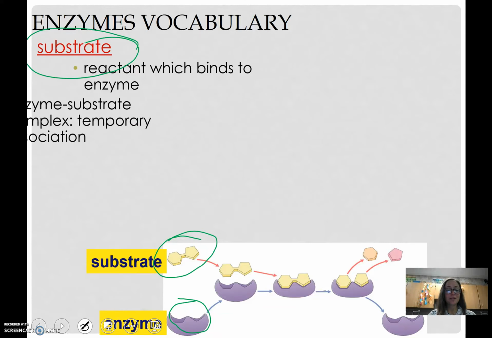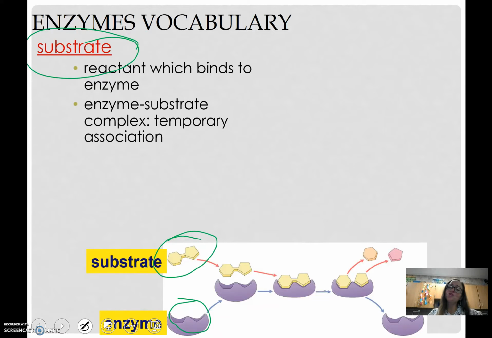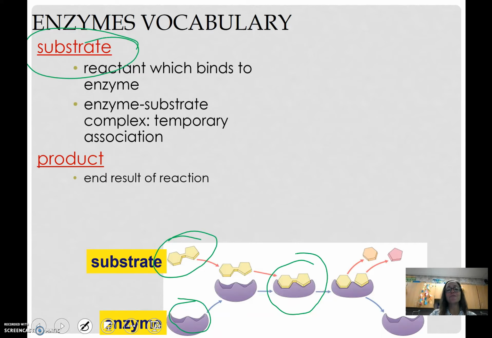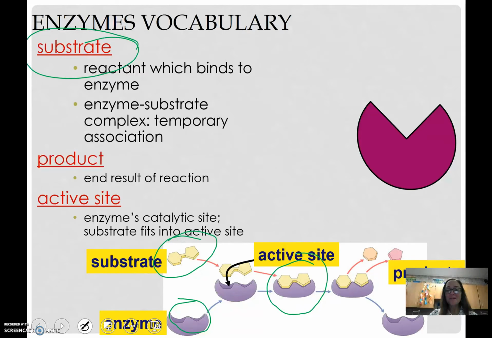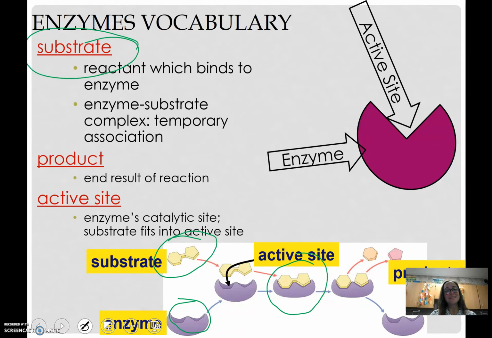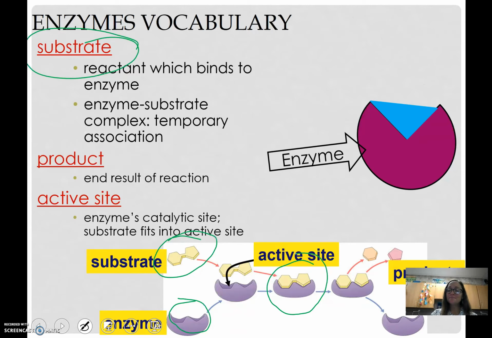So here we have a substrate, and then they join together. So right here you have an enzyme substrate complex. And then the reaction occurs and you have products. Where the substrate fits into the enzyme, we call that the active site. Okay, so here we have our enzyme and then our active site. And then you have your substrate come in. And then there's going to be a chemical reaction or changes that occur. And then you have your product produced. And that's a very basic understanding.